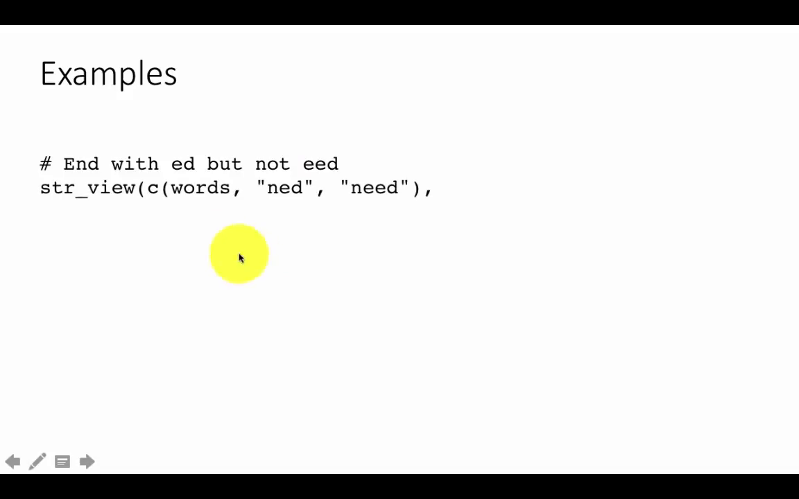Let's take one more example. How about trying to find words that end with ed but not eed? Right? So this will match studied but will not match speed. Okay? So that's what we want here. So I've just put together some examples because I've added two words here, ned and need. So it should match ned, should not match need. Okay?